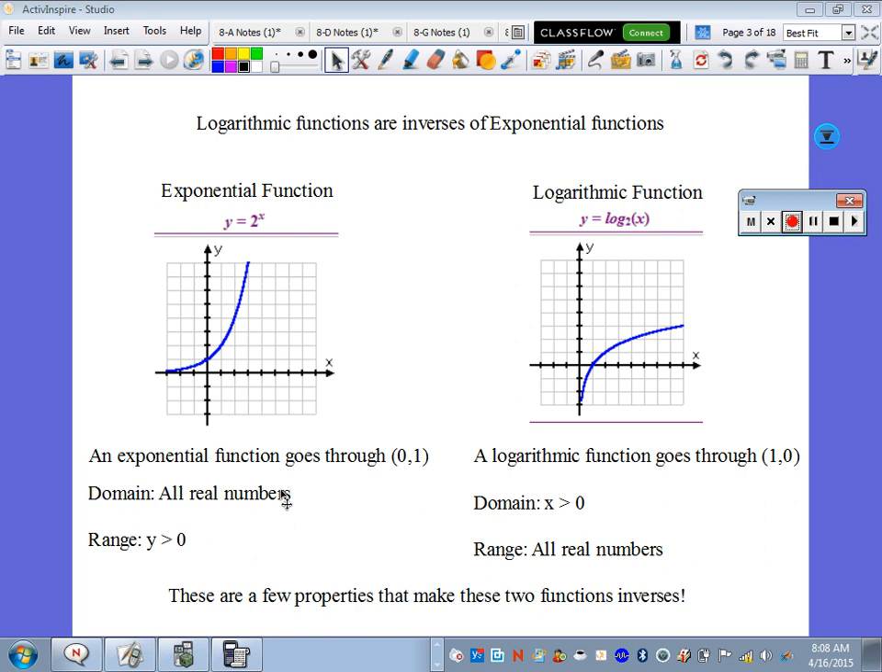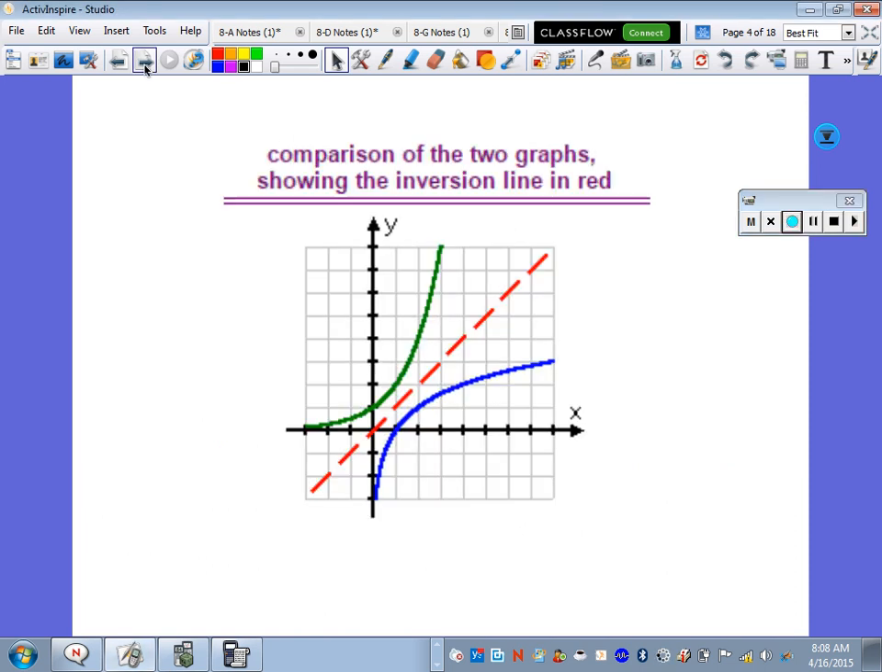The domain here is all real numbers. The domain here is x is greater than 0 because notice it's to the right of the y-axis. Here, your range is greater than 0 because it's above your x-axis. Here, your range is all real numbers. Okay, so this is a very important slide if you want to copy, pick out the ones and copy them down. Okay, now here's that line that I was telling you. This is the y equals x line. That's why it's dashed. It's not part of the graph. This is exponential. This is logarithmic.